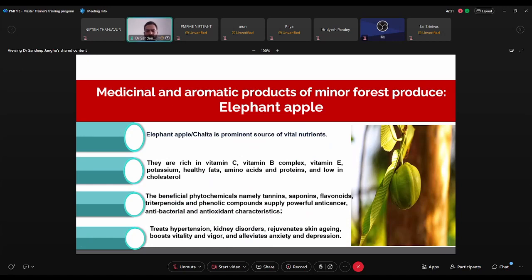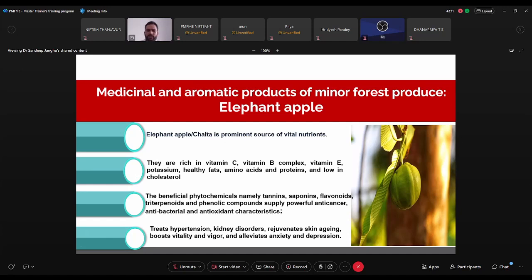It's available in plenty in the northeastern region and is a rich source of different kinds of vitamins like B complex, E, and vitamin C, amino acids and proteins. It helps to reduce your low density lipoproteins and improves high density lipoproteins. This fruit is low in cholesterol. The phytochemicals and flavonoids present in this fruit are very useful, having anti-cancerous properties, which help to reduce or control free radical formation in your body.